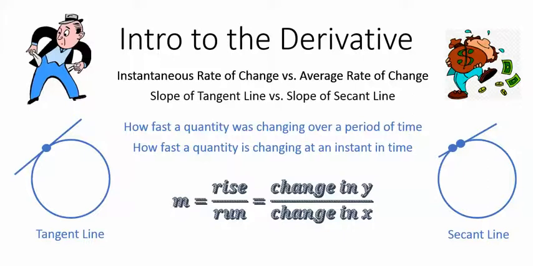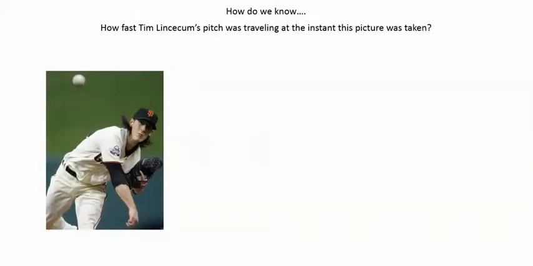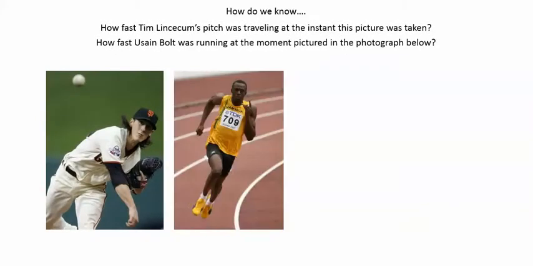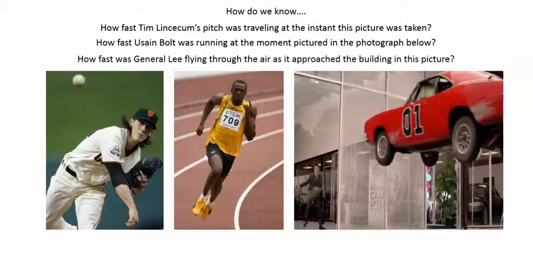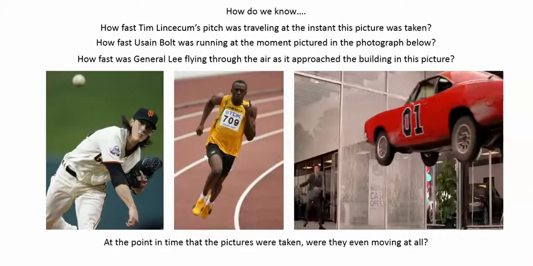Now, let's begin with a few questions. How do we know how fast Tim Lincecum's pitch was traveling at the instant this picture was taken? Or how do we know how fast Usain Bolt was running, the moment pictured in the photograph here? How do we know how fast General Lee, the Dukes of Hazzard's car, was flying through the air as it approached the building in this picture? How do we actually know that any of these objects were moving at all when the pictures were taken?